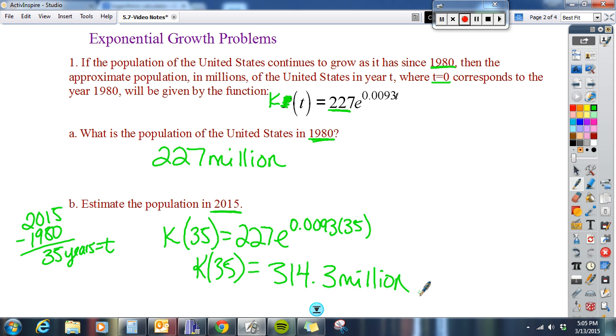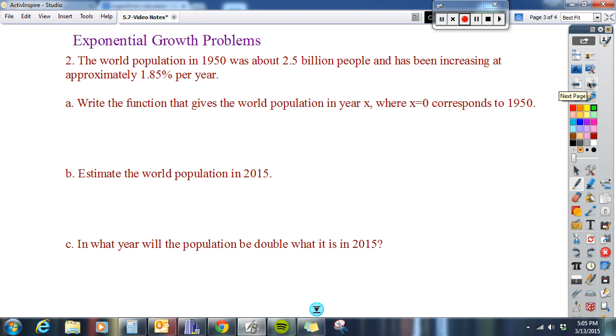That's the population at that year. Okay, so general sort of overview. In the next one, I'm now going to have to create the function. All right, and this is one more advanced.